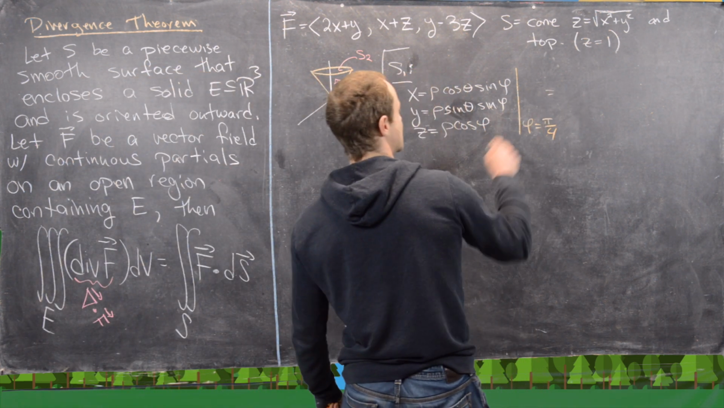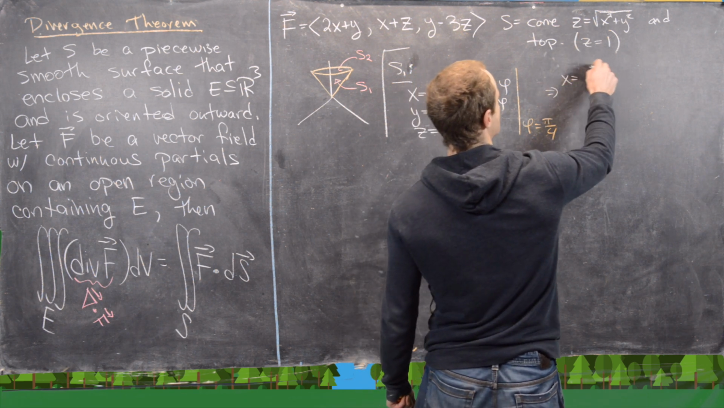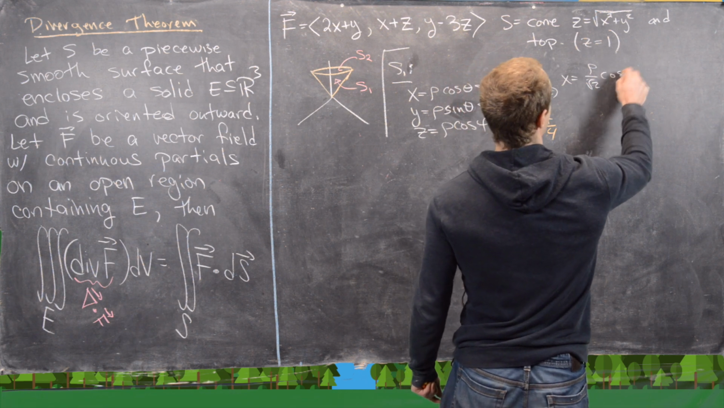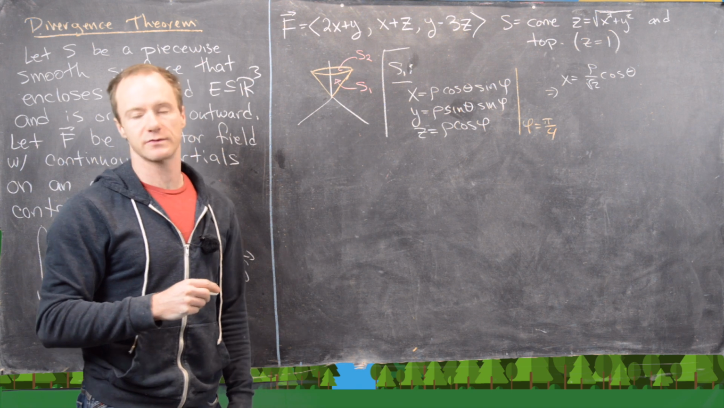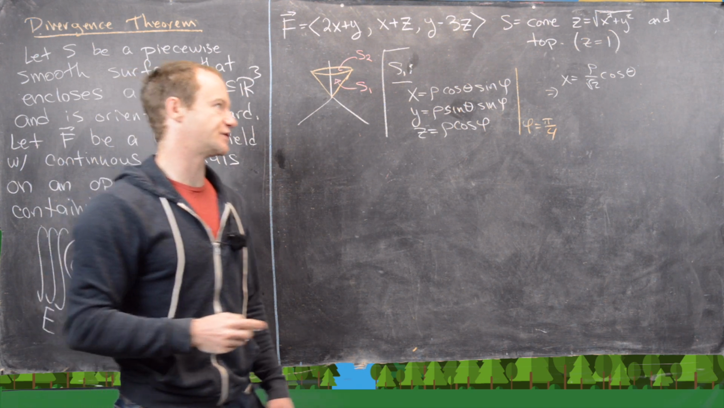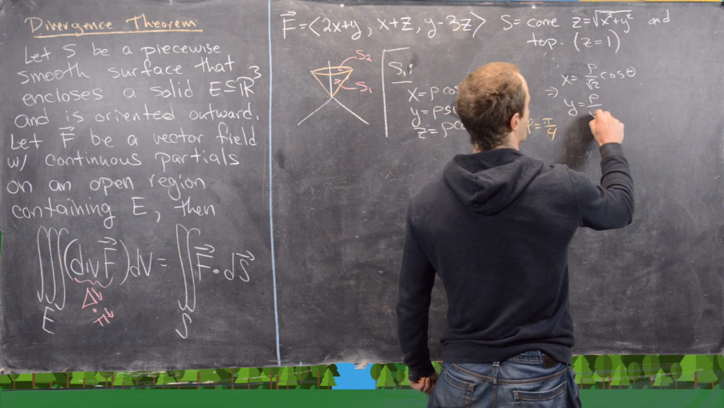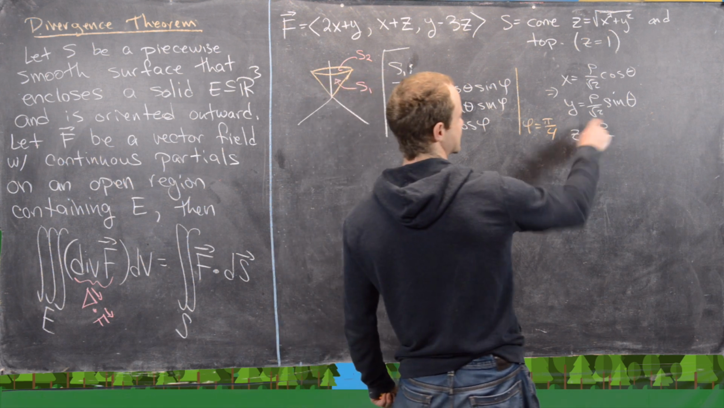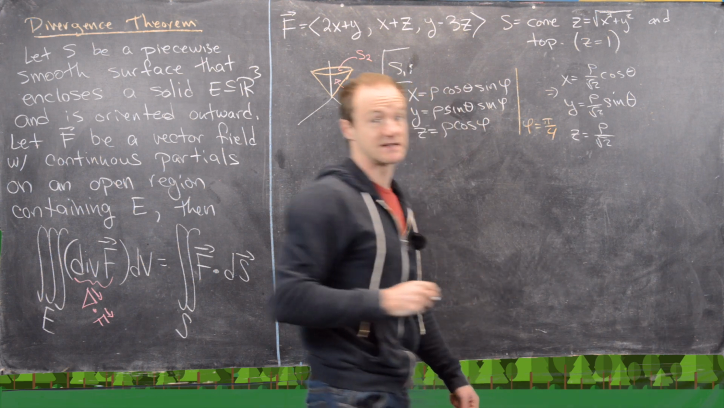So that's going to give us x equals rho over root 2 times cosine theta. That's because sine of pi over 4 is 1 over root 2, or root 2 over 2 if you want to rationalize that denominator. That gives us y equals rho over root 2 sine theta. And then finally that gives us z equals rho over root 2, and then that's it.